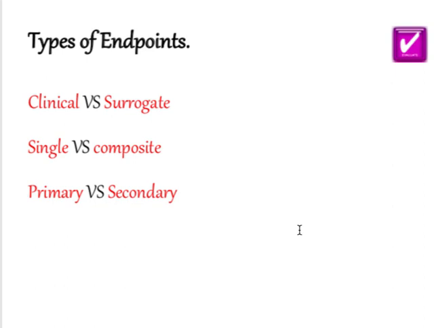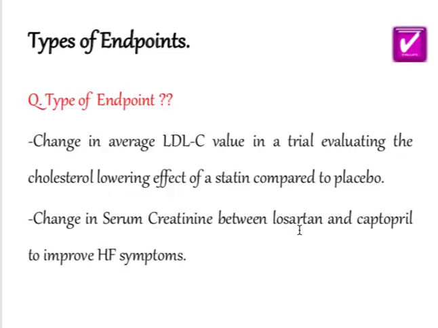There are different types of endpoint. There are clinical versus surrogate, maybe versus quality of life. There are single versus composite, and there are primary versus secondary. What I mean here is that they are interchangeable. The primary endpoint could be clinical, single, and primary. Could be clinical, composite, and primary. Could be surrogate, composite, primary, or secondary, single, clinical, and so on. There is no relation between being clinical and whether it's single or composite, and no relation between being single and whether it's primary or secondary.